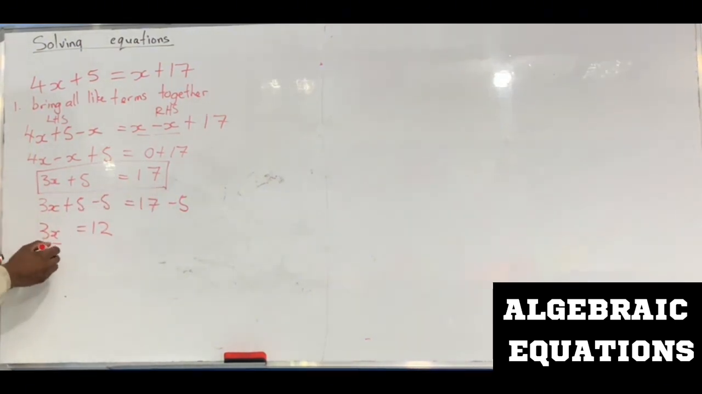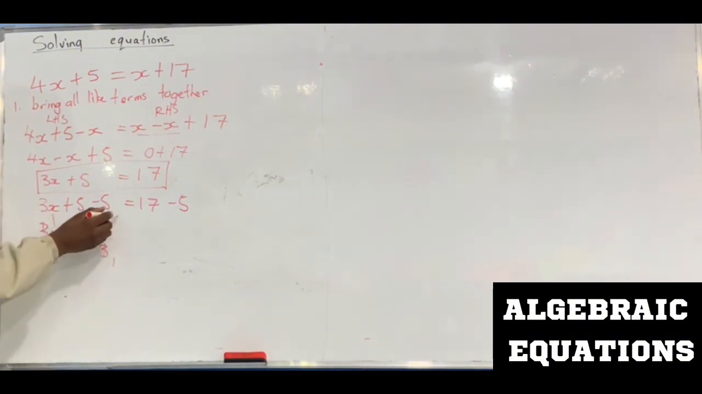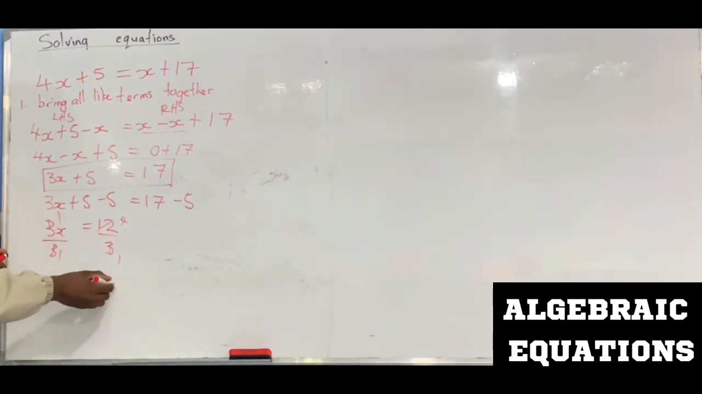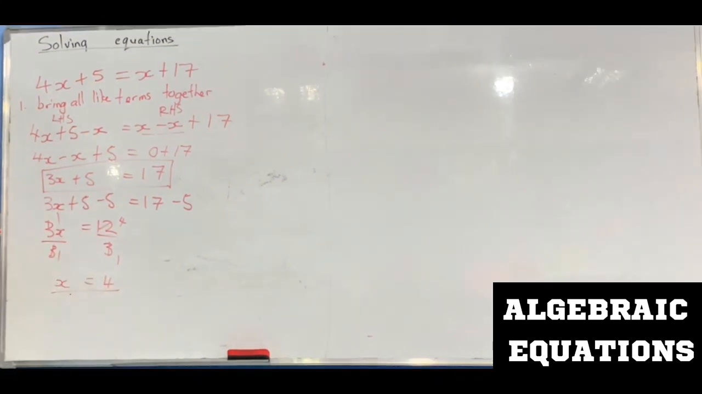We divide both sides by 3. x is equal to 4. Alright, I've shown you many methods. You choose the one which works best for you.